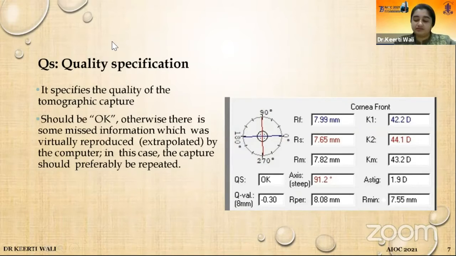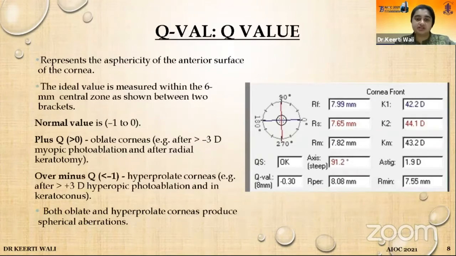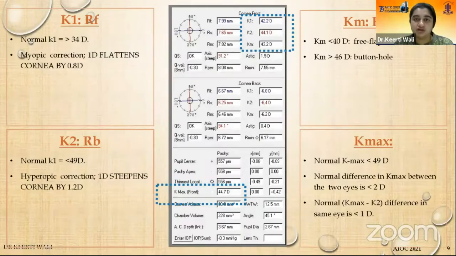So the first thing we have to see is the QS, that's the quality specification, which has to be okay. And below that, a Q value of the cornea showing the asphericity of the cornea is shown, which is measured over the 8 mm zone. And the first zone in this shows us the K1, K2 and the mean K, Km.